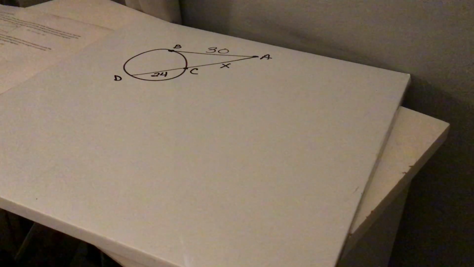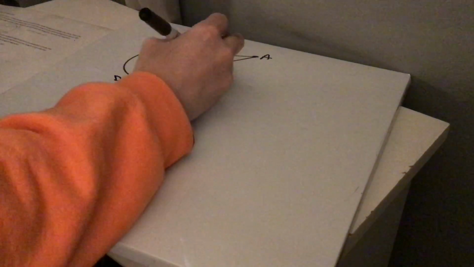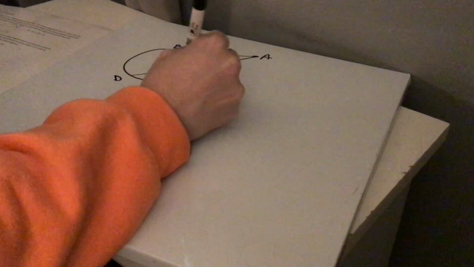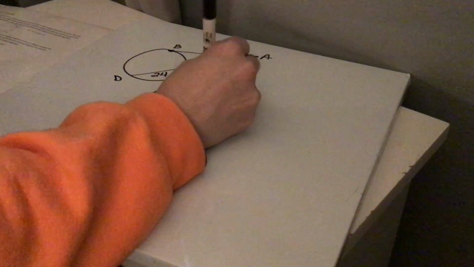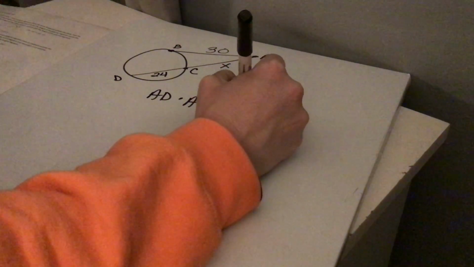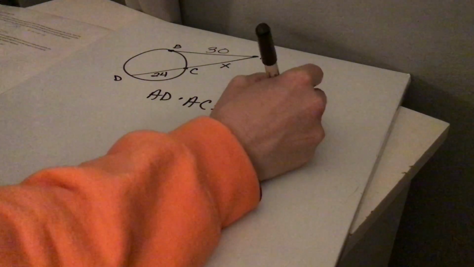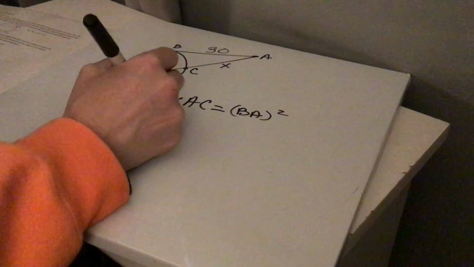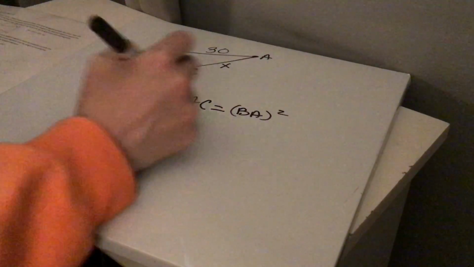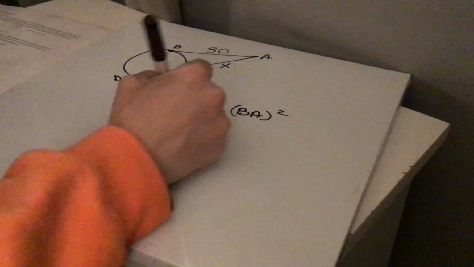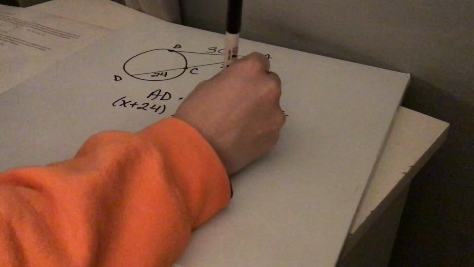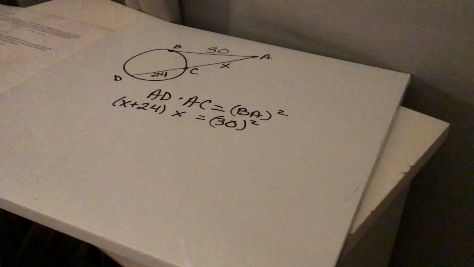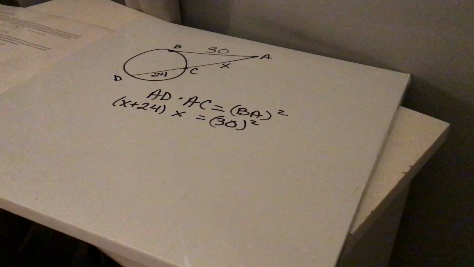Okay, so the theorem tells us that the length of the secant, so AD, times its external, which is AC, is going to equal the square of the tangent. So the tangent is BA, and we'll square it. So AD is x plus 24 times the external piece, which is x. BA is 30 squared. Okay, then we have to solve for x.